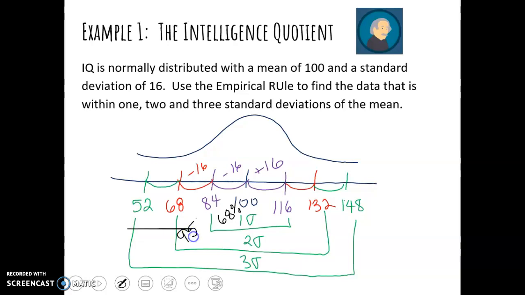Approximately 95% of the data is within 2 standard deviations of the mean and falls between 68 and 132. And approximately 99.7% of the data is within 3 standard deviations of the mean and falls between 52 and 148.